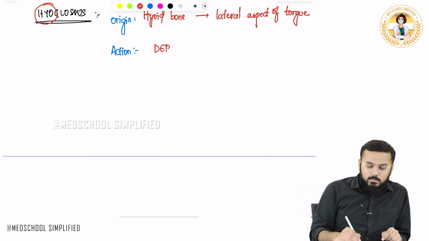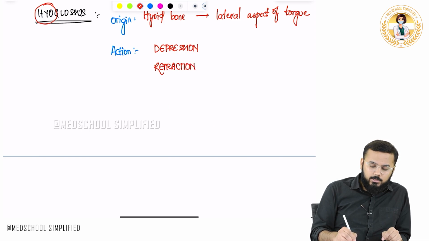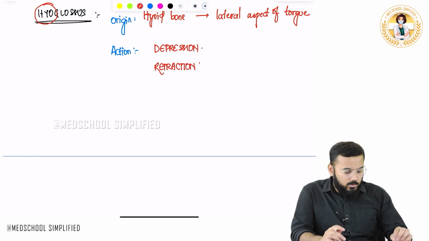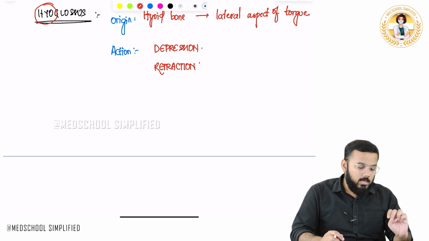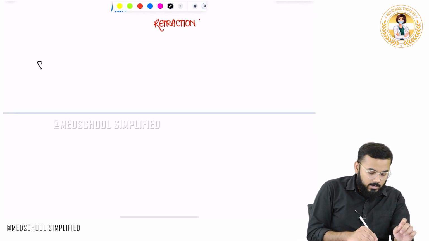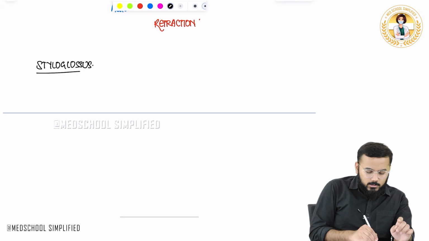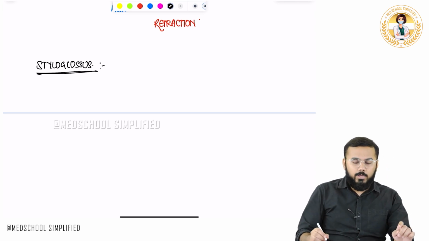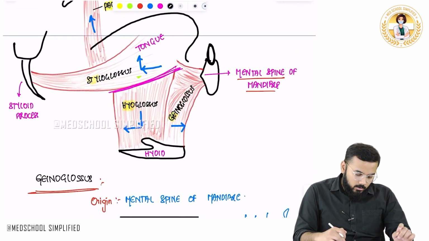One is called the depression of the tongue and the other one is the retraction of the tongue, depression and retraction of the tongue. Okay, so these are the two actions of the hypoglossus. Now, after this hypoglossus, the next important one over here is your styloglossus. Styloglossus muscle. Okay.